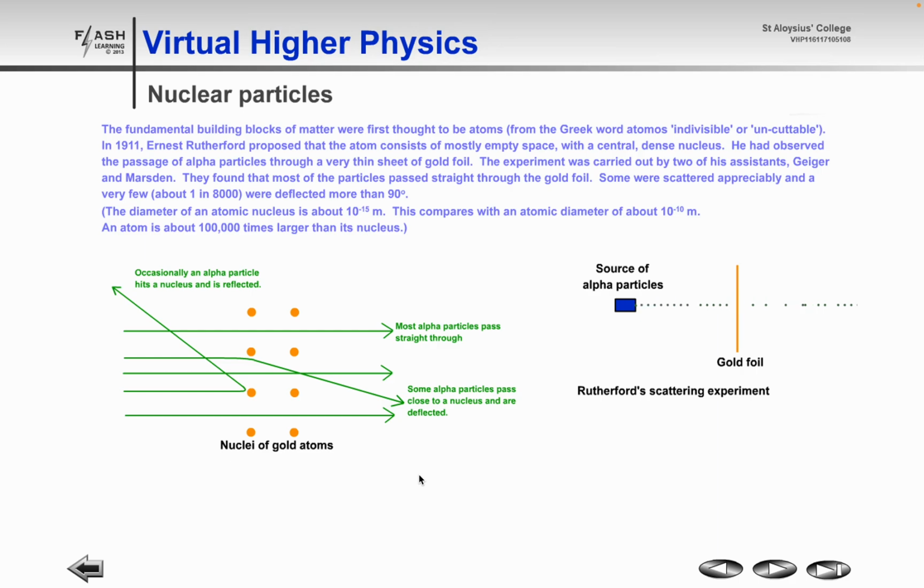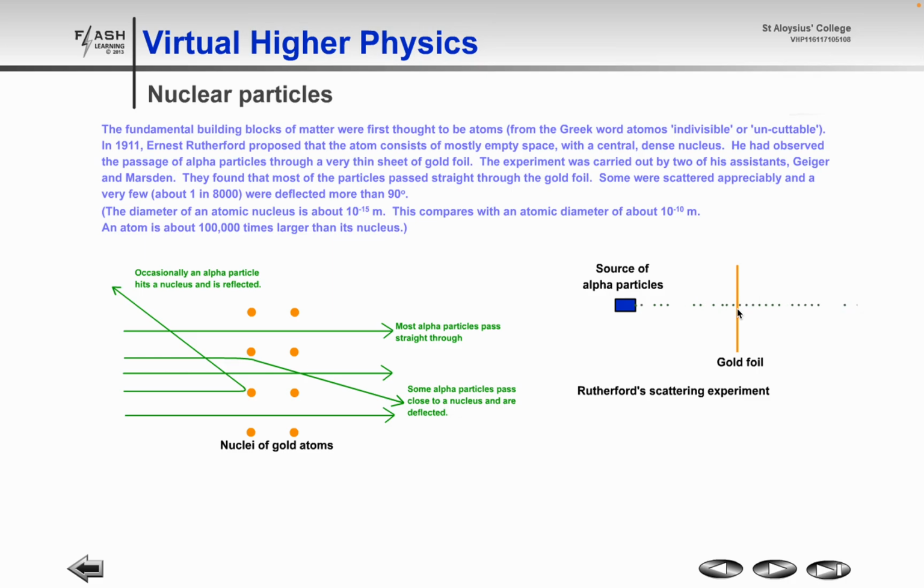Up to that point, it was thought that atoms were a bit like billiard balls. They're just solid, all the matter spread out evenly throughout it. But this experiment showed that that wasn't the case. What he did was take the high energy particles that he had available to him, which was alpha particles. They were the highest energy things that he could access. And he fired them at thin gold foil, just a few atoms thick.